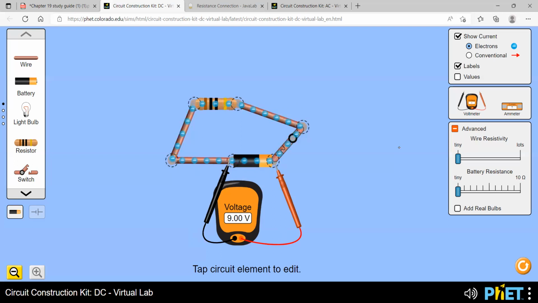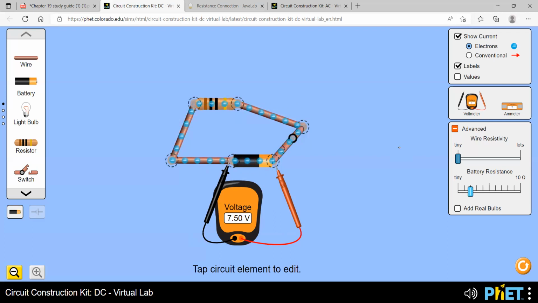Because of that internal resistance, when the battery is connected to an external circuit, so here you see this battery is connected to a resistor at the top, the potential difference between the two terminals of a battery is not the same. Now it is the same because here there is no internal resistance, but we can change it. For example, at the right hand side, there is something called battery resistance. So we can change the battery resistance. Let me change it to some value.